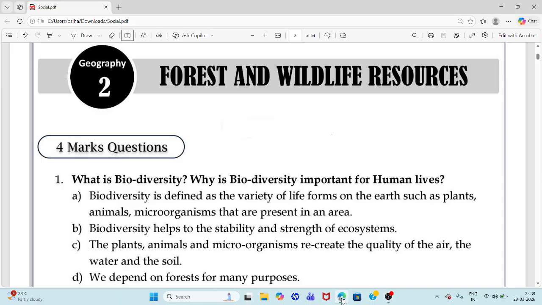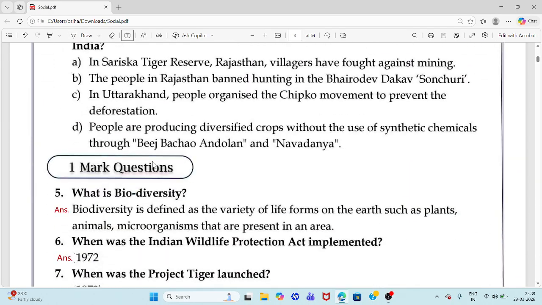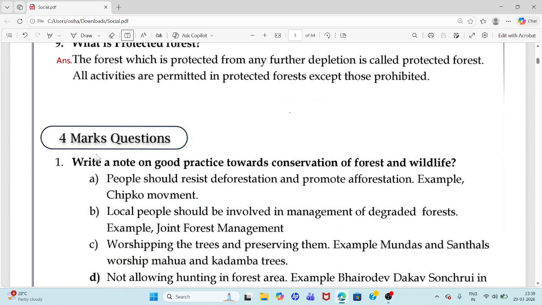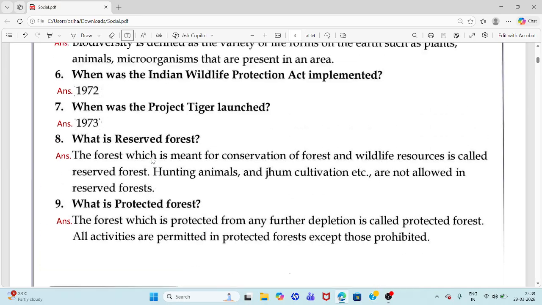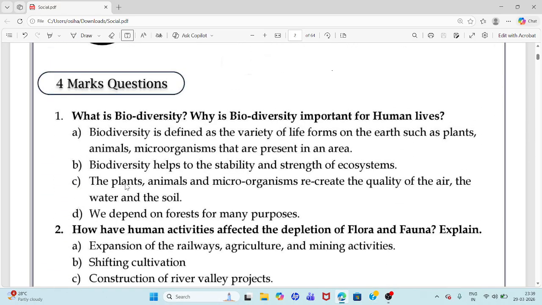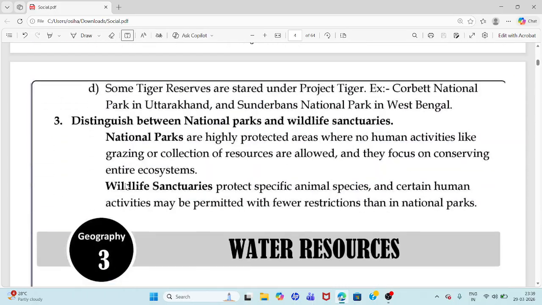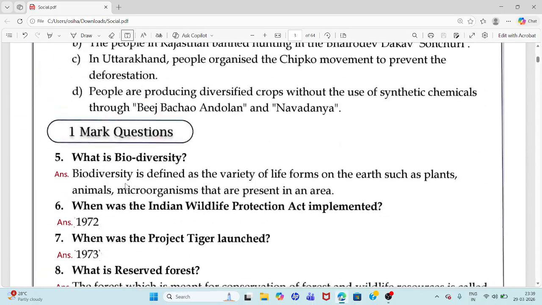Class 10th Social Geography, Chapter 2: Forest and Wildlife Resources. 4 mark questions and 1 mark questions we are going to discuss. These are also 4 mark questions, but first you have to complete these 4 questions and then you can read these 3 questions. Okay, so let's start.